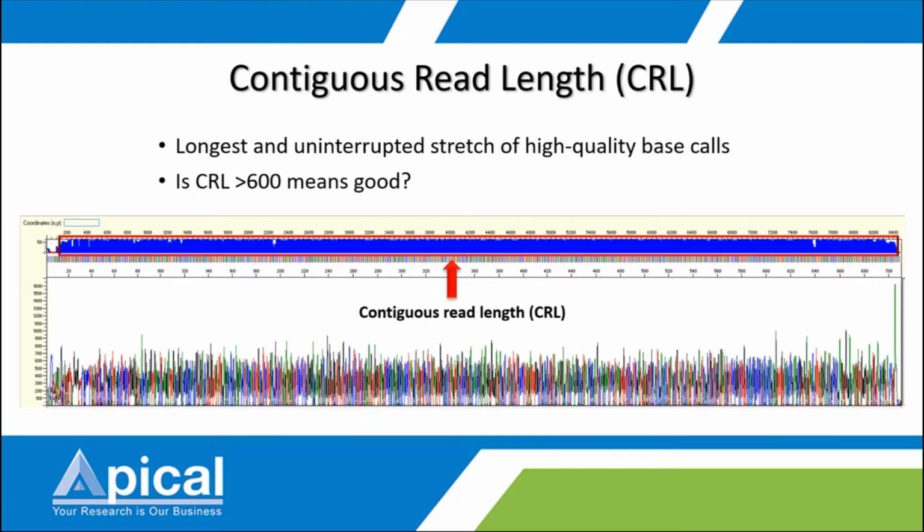If you look at the report, you get the report from the Sequence Scanner software. You can click on the report, then you will see the CRL, the contiguous read length. It is the uninterrupted stretch of high quality base calls. So usually we call it the longest region that has blue QV bars. The CRL is the one that you want to refer to later on for your result analysis.